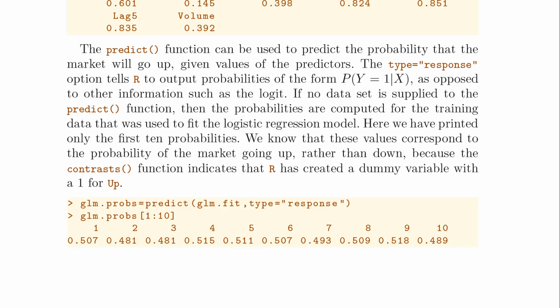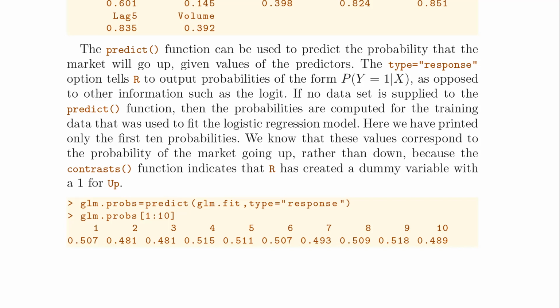Here we have printed only the first 10 probabilities. We know that these values correspond to the probability of the market going up rather than down, because the contrasts function indicates that R has indicated a dummy variable with a 1 for up. What do we mean by a dummy variable? What we mean is up and down, you usually give them 1s and 0s since it's qualitative. And I guess it's done automatically by R.